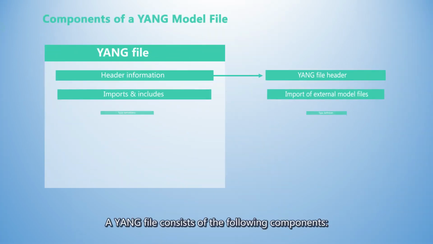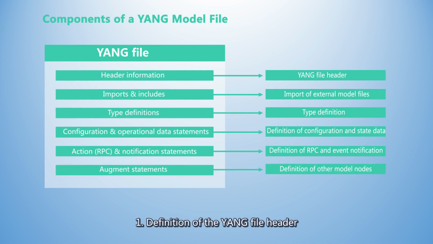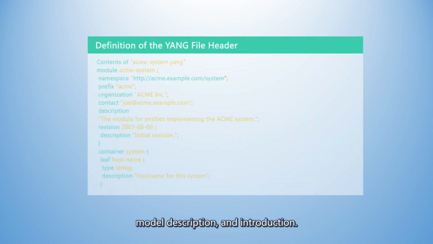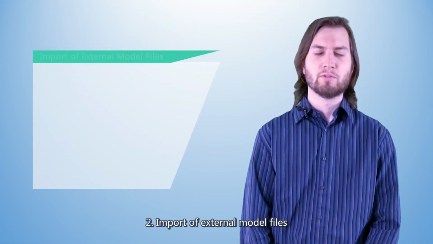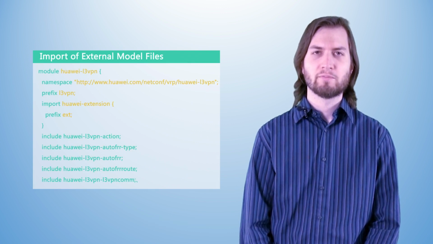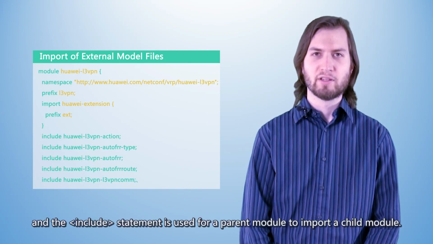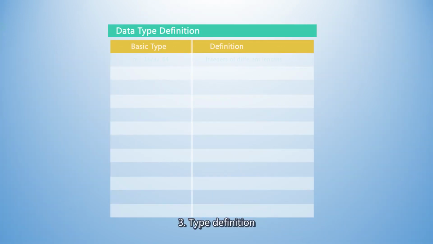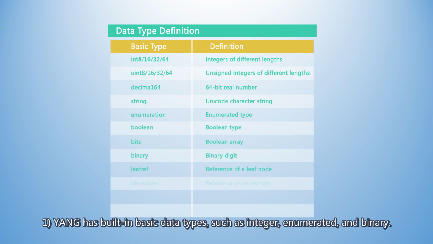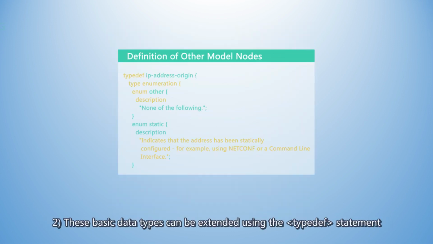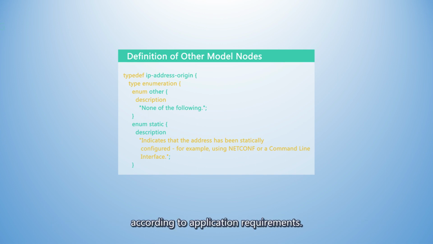A YANG file consists of the following components. 1. Definition of the YANG file header includes the module definition, namespace, version, model description, and introduction. 2. Import of external model files. The import statement is used to import a module from an external model, and the include statement is used for a parent module to import a child module. 3. Type definition. First, YANG has built-in basic data types such as integer, enumerated, and binary. Second, these basic data types can be extended using the typedef statement according to application requirements.